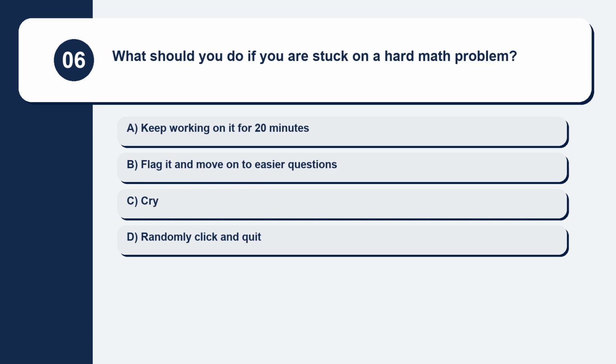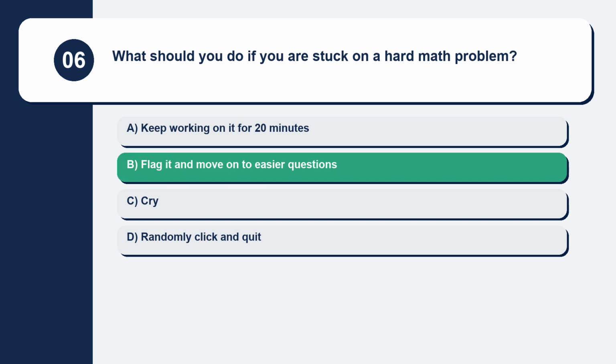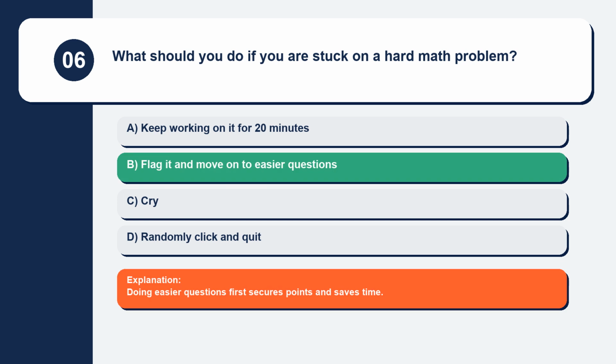Question 6. What should you do if you are stuck on a hard math problem? Keep working on it for 20 minutes. Flag it and move on to easier questions. Cry. Randomly click and quit. Doing easier questions first secures points and saves time.